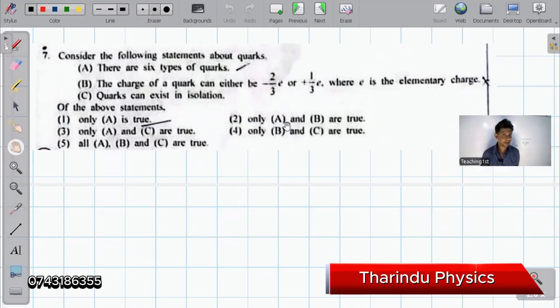Only for what? Anti-quarks. This is talking about quarks. Quarks and anti-quarks are 2 different things, so the second answer is wrong. Quarks can exist in isolation? Never. Quarks are in the form of triplets or duplets, that means mesons or baryons. So technically, of the above statements, only A is true.